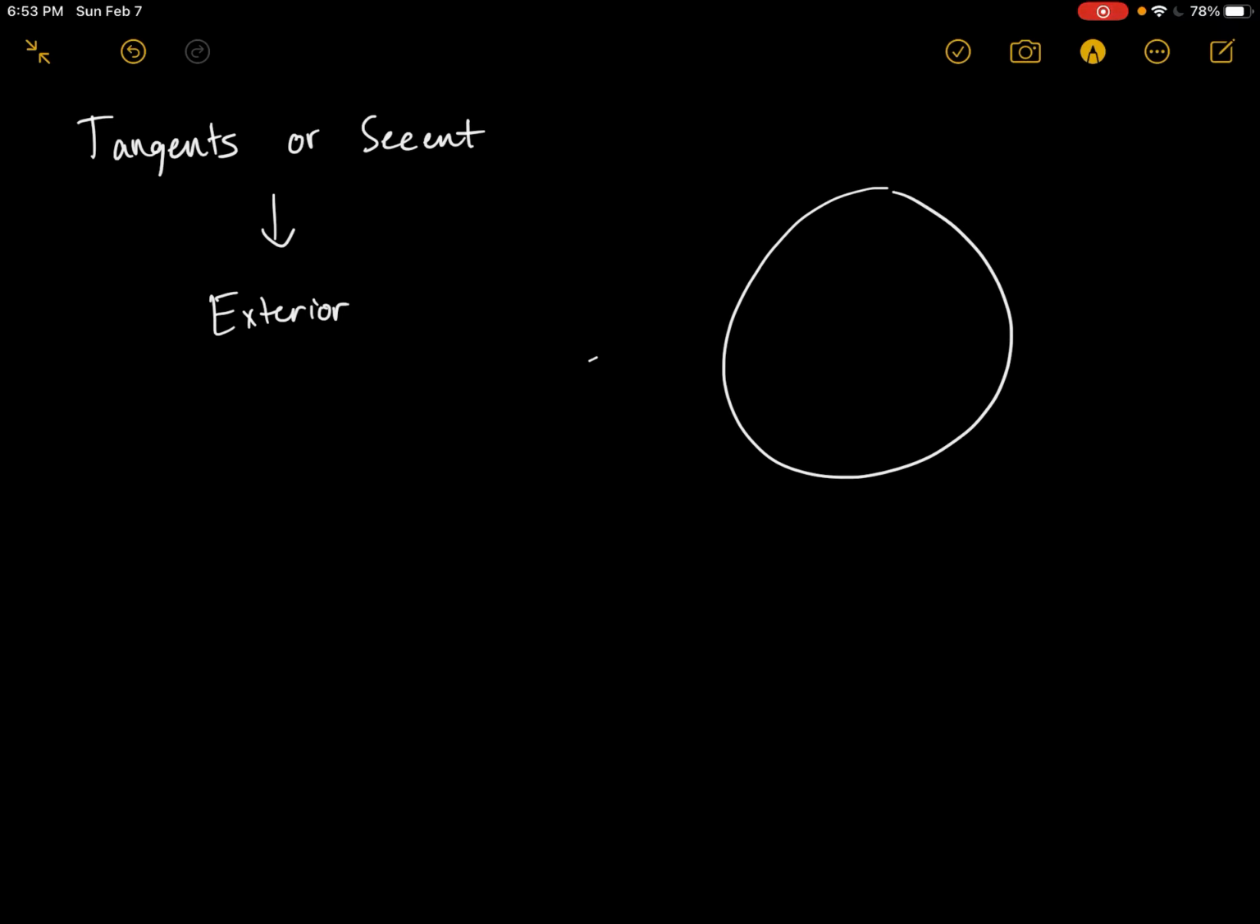All right, everybody, so our third theorem today is going to talk about either tangents or secants. So this applies to both. And this one is different because it's when it intersects on the exterior of the circle. So in this case, it would be something like this. These are both secant lines because they cross twice through the circle.